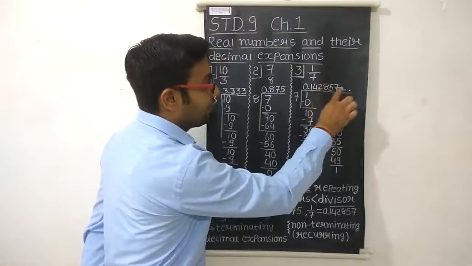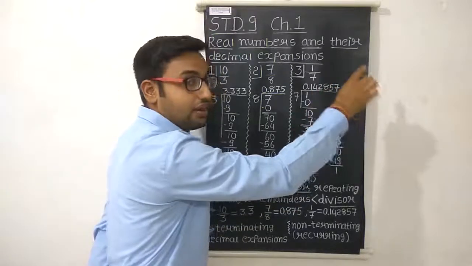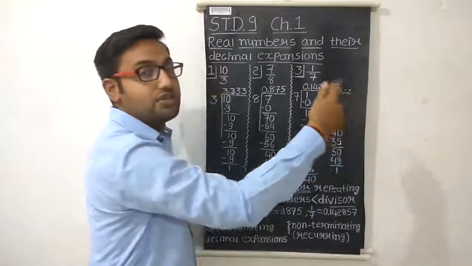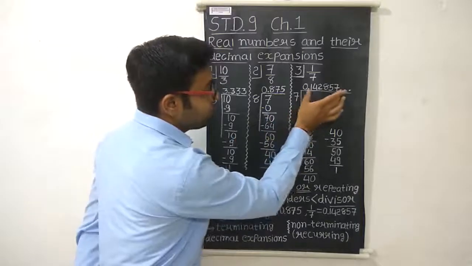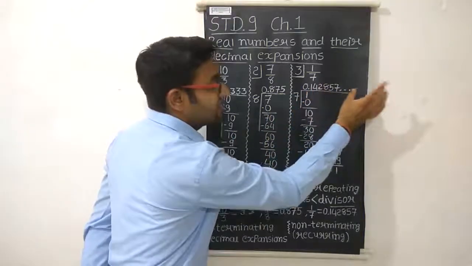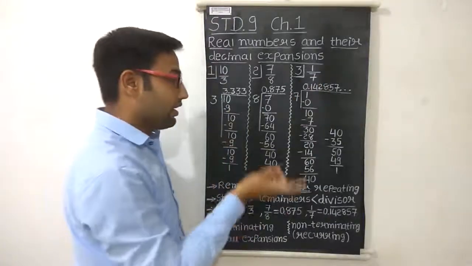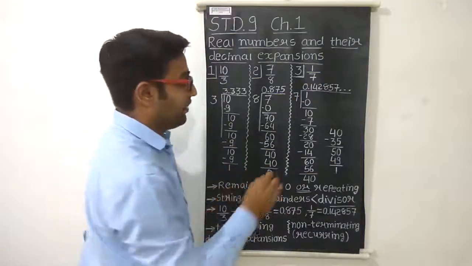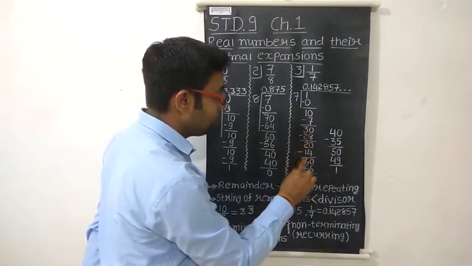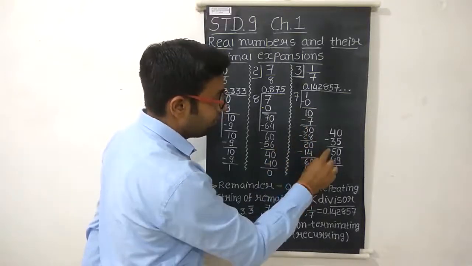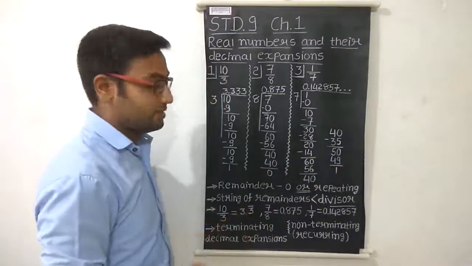142857, then again 142857. That means this block repeats itself in the quotient, and the remainder also repeats itself as 1 3 2 6 4 5 1, like this.